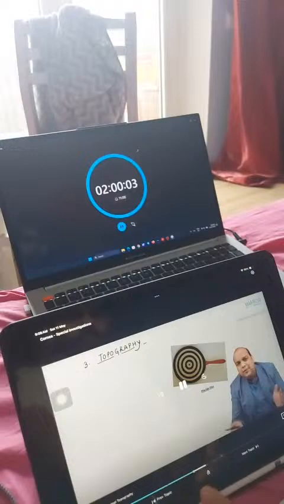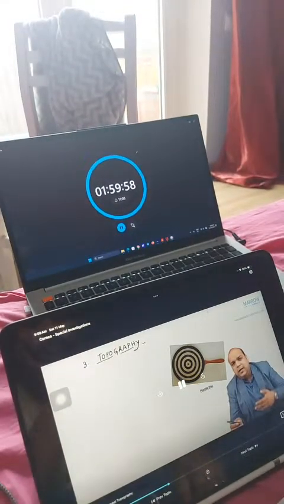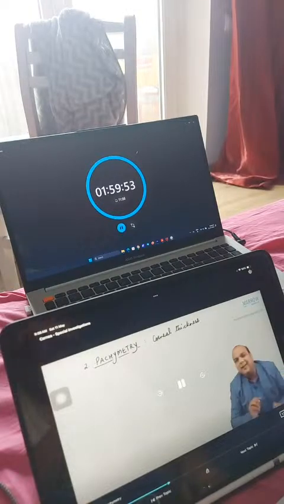Topography, guys. Topo means the surface. Thickness. The thickness of the cornea.